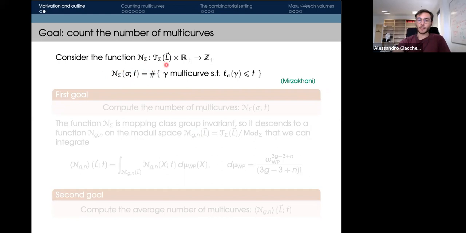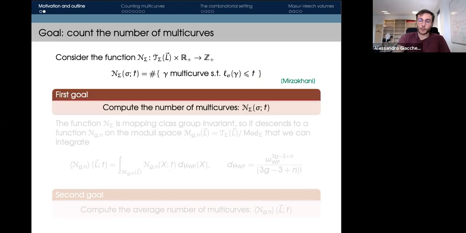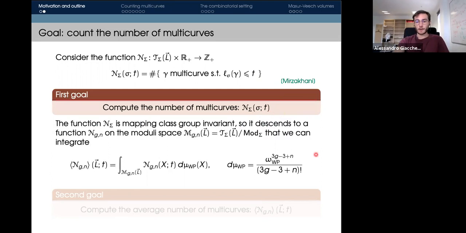So this is a function from the Teichmüller space cross R plus with values in the integers. And it's the function counting the number of multicurves, with respect to the fixed hyperbolic metric, of bounded length. So this T, that is the element in R plus, is somehow the cutoff variable that I will consider. So the first goal of the talk is to actually compute this function. So is there a way to compute this function as a function of sigma and T? And well, the second goal is to compute its average.